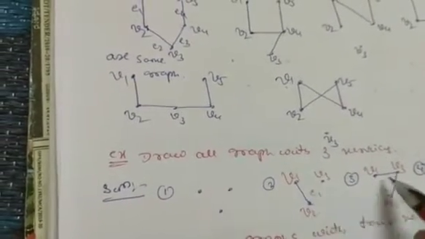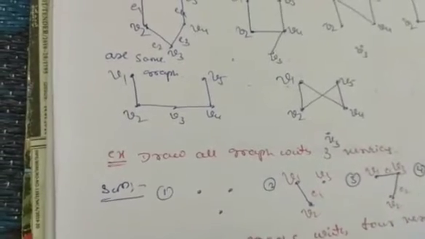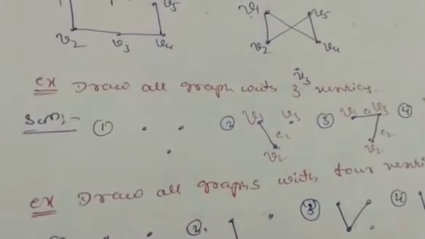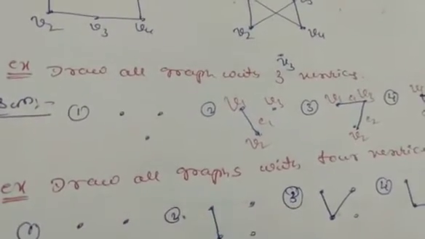Here we have only 1 edge. Here we have 2 edges. Here we have 3 edges. So like this we can draw different types of graphs which have 3 vertices.